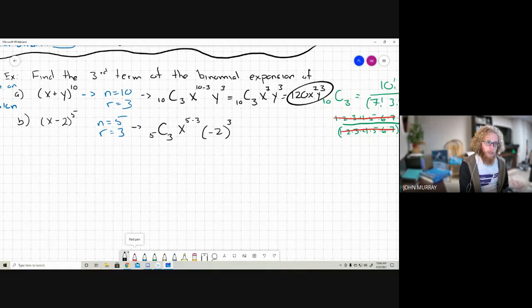All right, so just to simplify a little bit, let's do the c first. Let's get that out of the way. So 5c3 can be 5 factorial over 2 factorial times 3 factorial. Right, 5 minus 3 is 2. But this one's pretty straightforward.